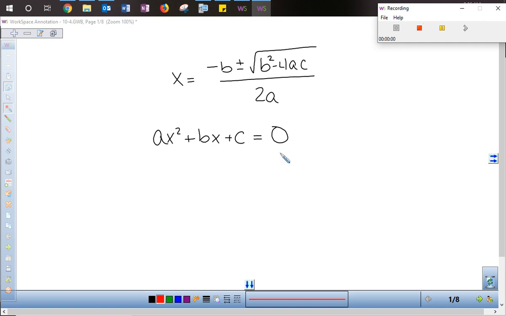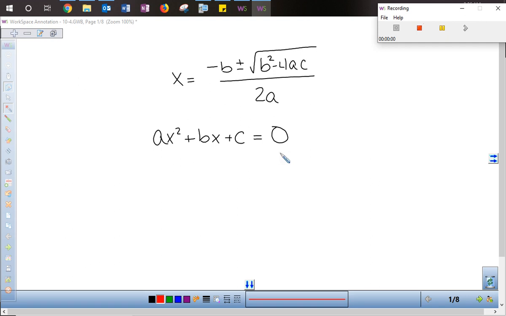Okay guys, today we're going to talk about the quadratic formula. Now the quadratic formula is a formula that can be used to solve any quadratic equation no matter what. It doesn't matter if you can factor it, it doesn't matter if you can solve it any other way, it will solve any quadratic equation.